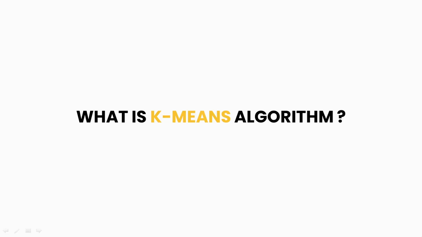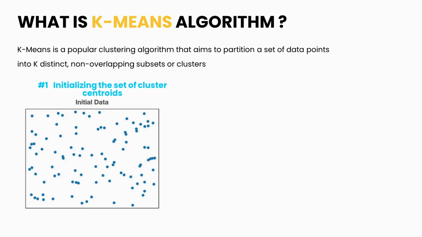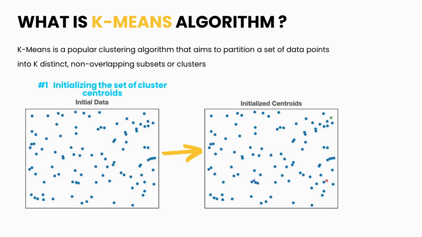So now let's briefly discuss the k-means algorithm. K-means is a popular clustering algorithm that aims to partition a set of data points into k distinct, non-overlapping subsets or clusters. Here's how it works. 1. Initializing the set of cluster centroids. The first step is choosing how many centroids we want to use, which we refer to as k. Once we have chosen the number of clusters, we select k samples randomly from the training examples and set the cluster centroids to be equal to the values of the selected k examples. Alternatively, we can randomly sample k different points in the solution space to initialize the cluster centroids.